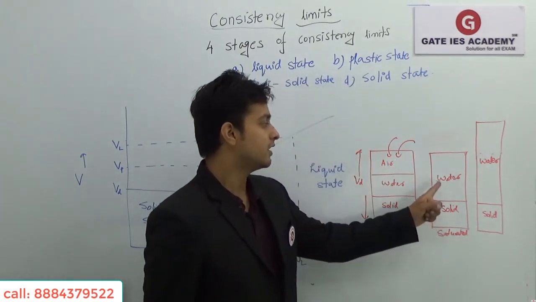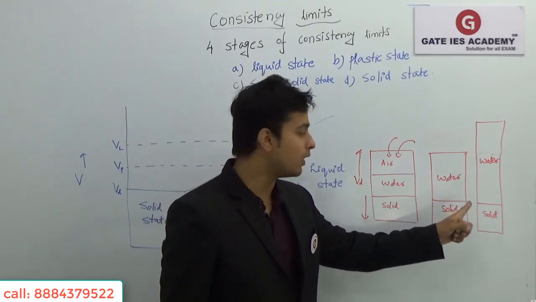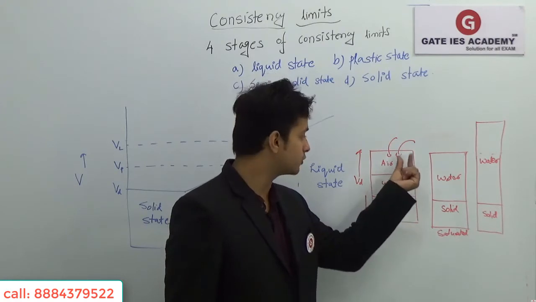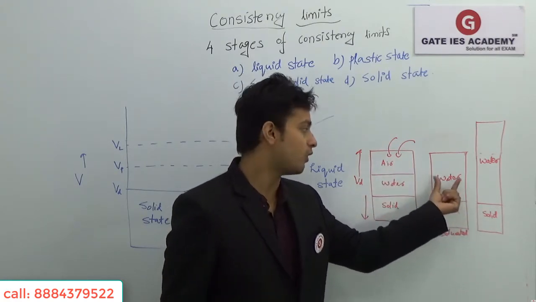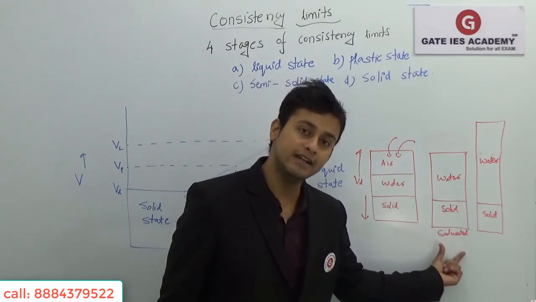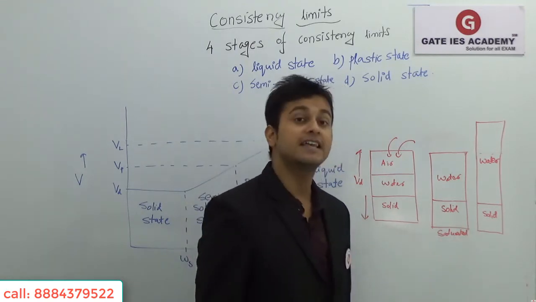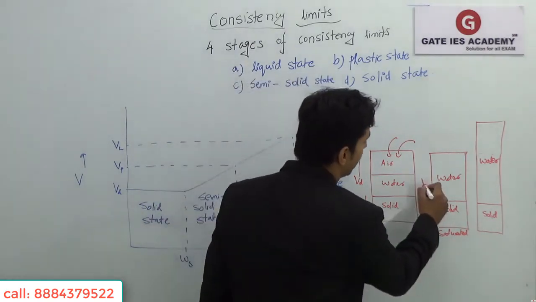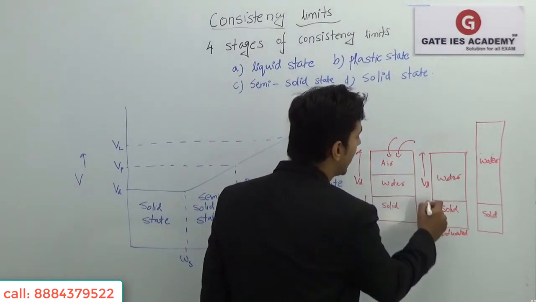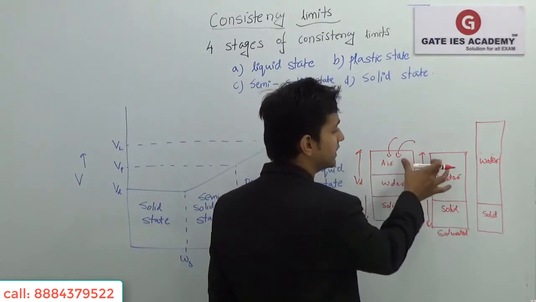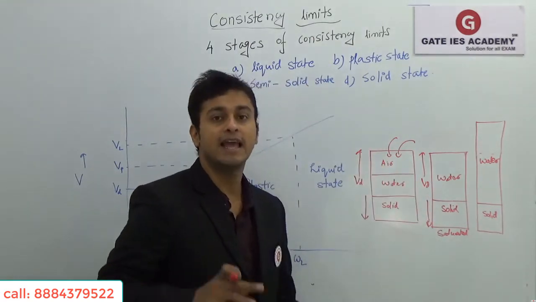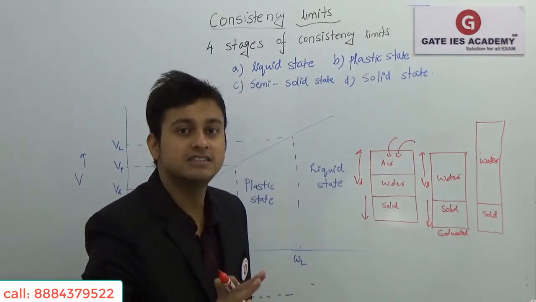Now here the water content is complete. The water has taken up the space of the voids; the total voids are occupied by water. That's why it is in the saturated state. For the first time, saturation has been achieved. Now this is the volume. When you add water from this stage to this stage, there won't be any change in the total volume of the soil sample.